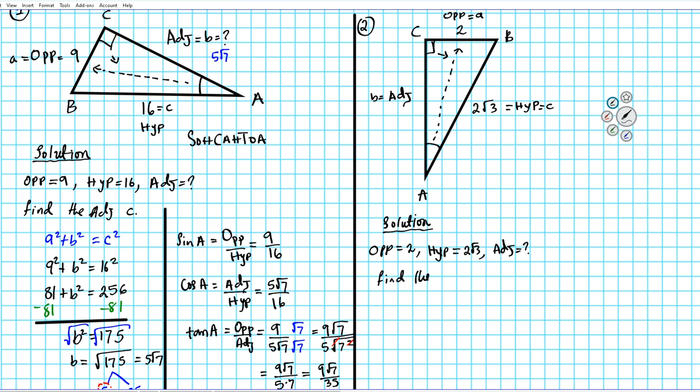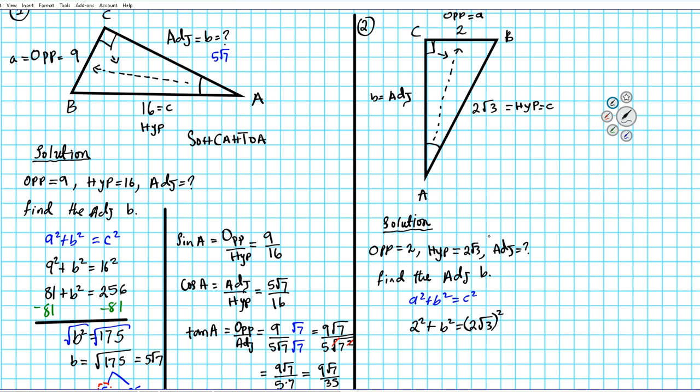So let's find the adjacent b. Oh, in the other problem we called it C. It was supposed to be B. So we're supposed to find the adjacent B. Okay, so let's do it. We're going to be using the Pythagorean theorem to do this. A squared plus B squared equals C squared, like we did previously. So A is 2, so 2 squared plus B squared. B squared is unknown, equals C squared, which is 2 root 3 squared.